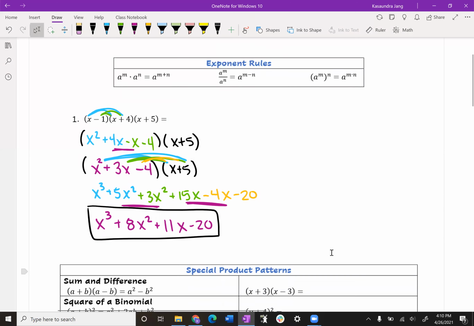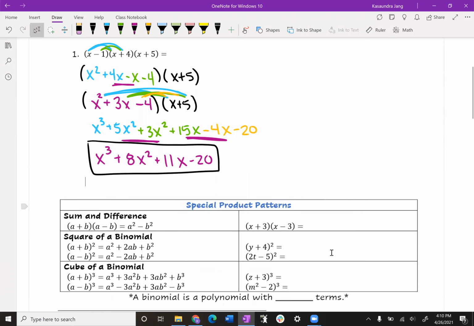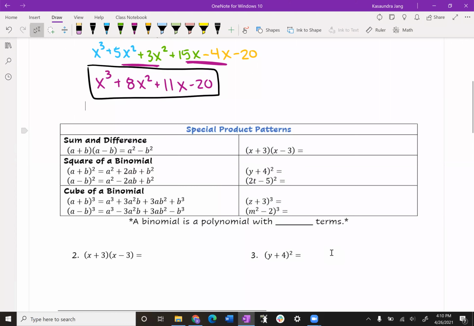Okay, so these are special product patterns, product meaning multiplication. So if I have the positive b and negative b, like a positive and negative of the same, either number or variable, either way, it will end up being a squared minus b squared.